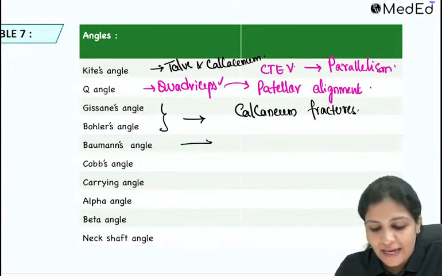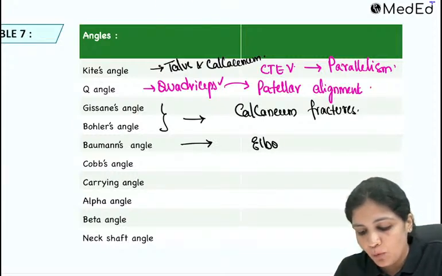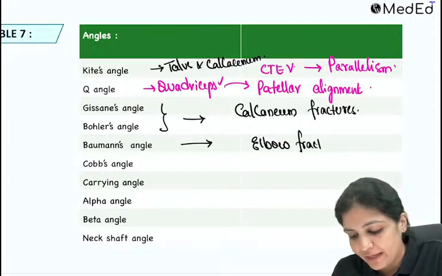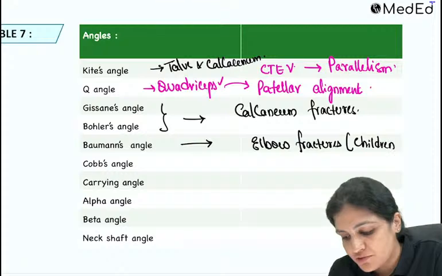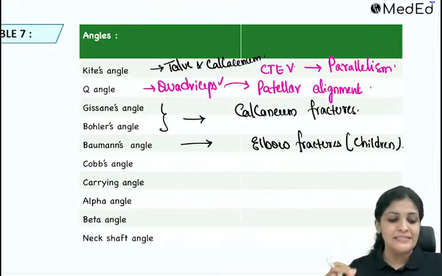Then what is Baumann's angle? Baumann's angle is for your elbow fractures. Identifying elbow fractures, especially in children, you have to take this Baumann's angle.